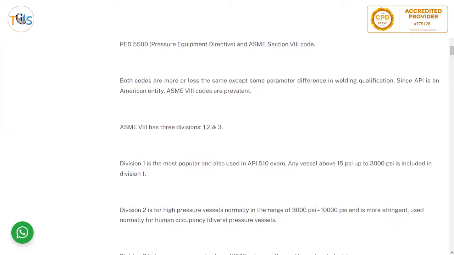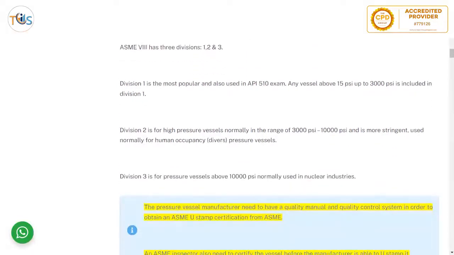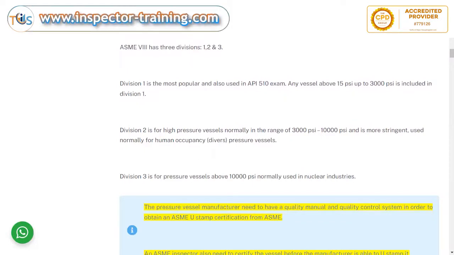ASME Section 8 has 3 divisions: 1, 2, and 3. Division 1 is the most popular and is also used in the API exam. Any vessel above 15 psi up to 3,000 psi is included in Division 1. Division 2 is for high pressure vessels, normally in the range of 3,000 to 10,000 psi, and is more stringent. It is used normally for human occupancy, for example divers, who when they come out from under the sea need to go into a pressure vessel and stay there for a few hours so their nitrogen is dissipated from their blood before coming to the ambient atmosphere.